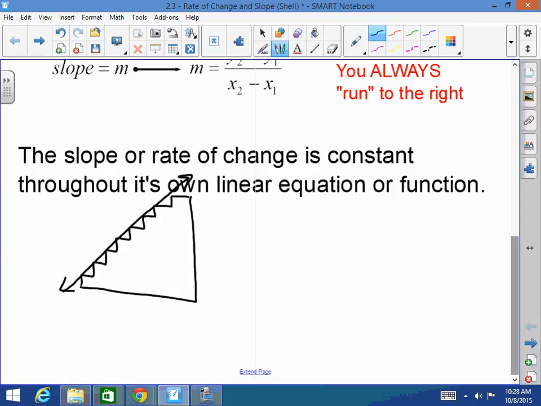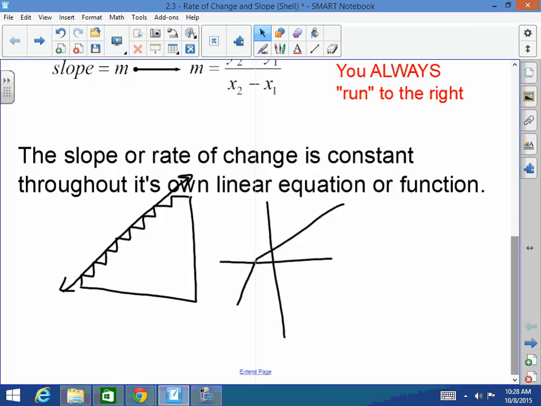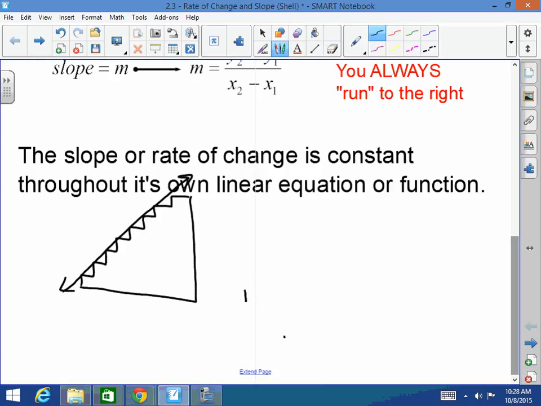That's why you will never graph a line that looks like this, because that would not be a constant slope. That's why you never see staircases like this. You'll never see a staircase like this.